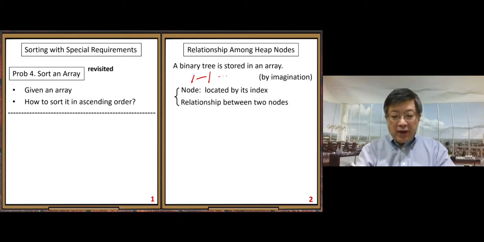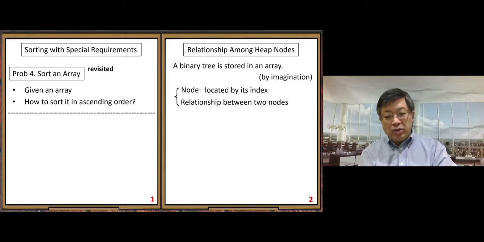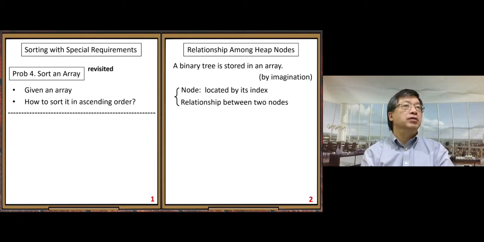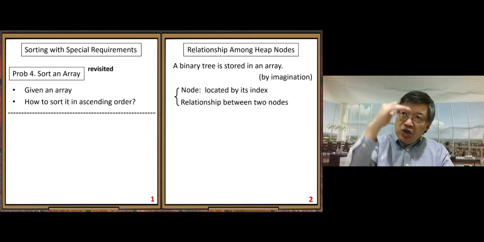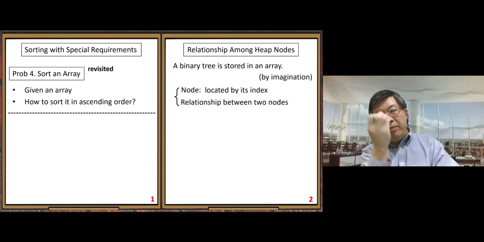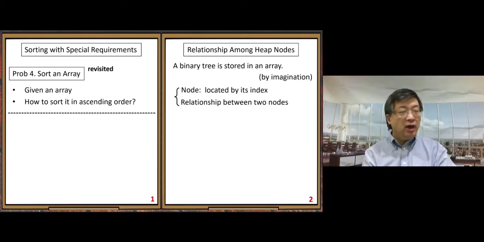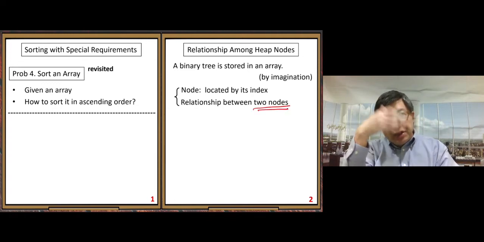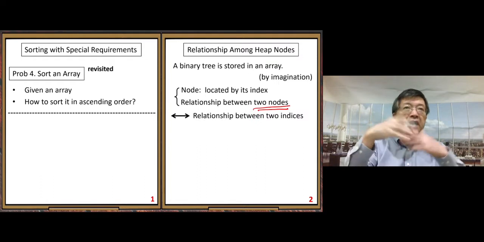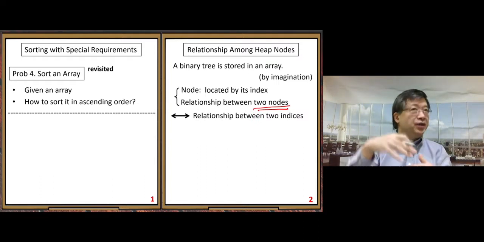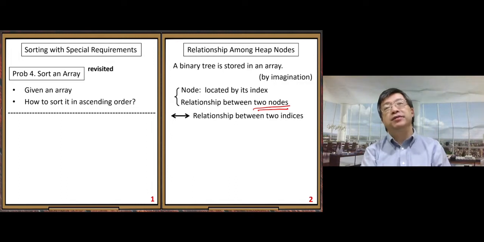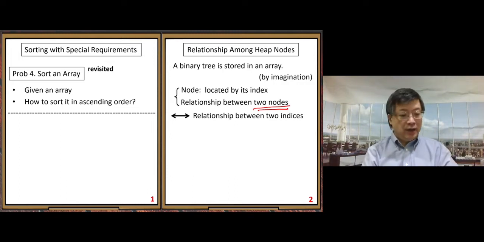But then next, we need to consider the relationship between two nodes. Especially, we want to consider the parent-child relationship. So in a binary tree, you need to look at the parent-child relationship. So how do we describe that? Here, the relationship between two nodes can be translated into the relationship between two indices, two locations, two elements corresponding to those two indices. So that's a straightforward connection.